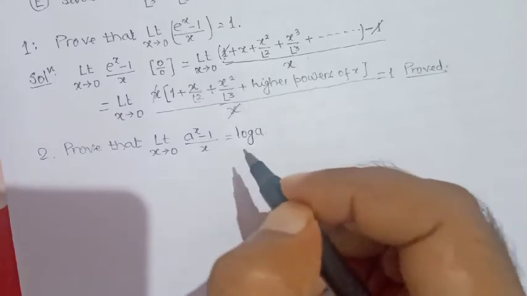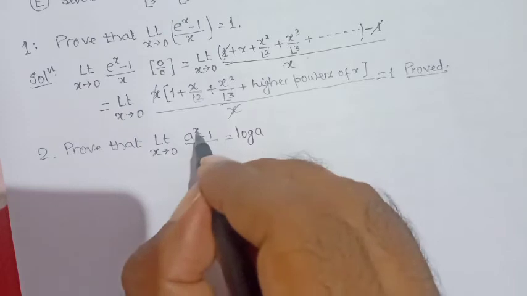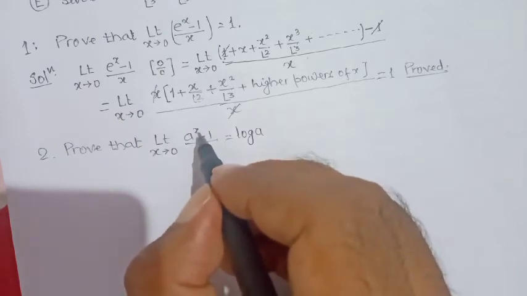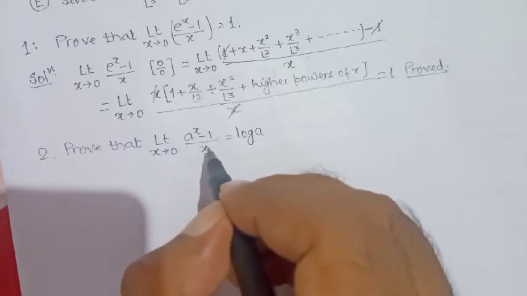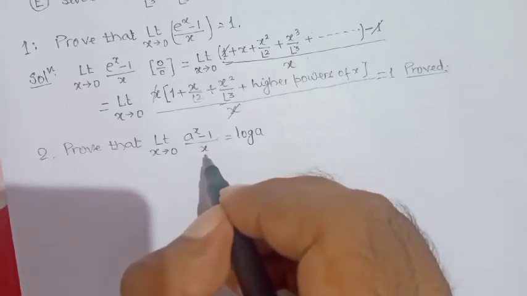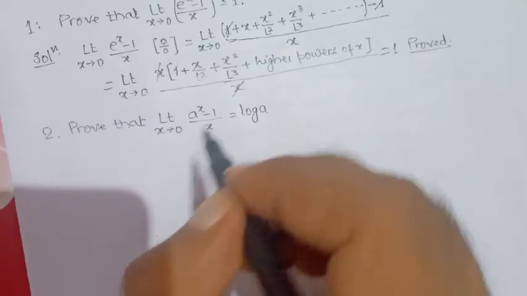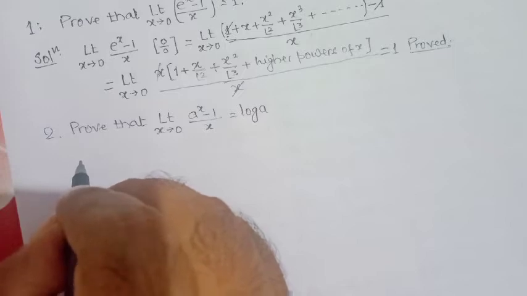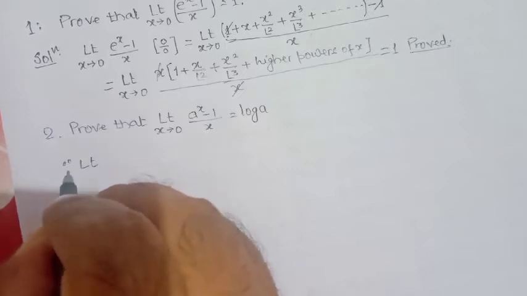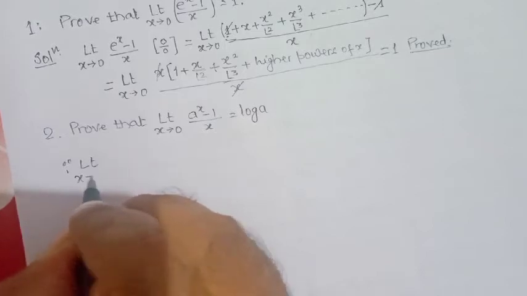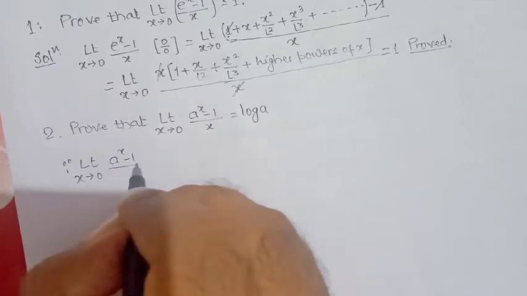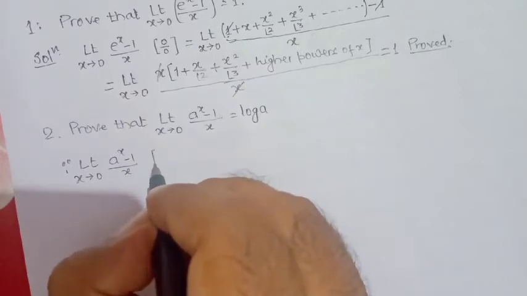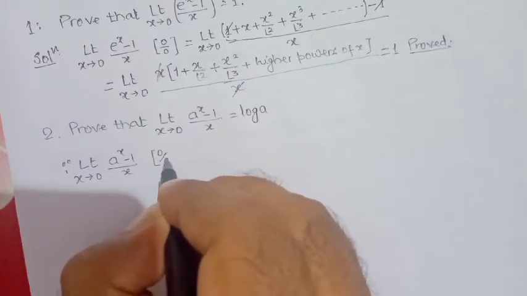Again see, if we put x is 0, then a to the power 0 becomes 1, minus 1, which is 0 upon 0, meaning an undefined term. Use the same process, since limit x tending to 0 of (a to the power x minus 1) upon x contains the form of 0 by 0. You have just seen.